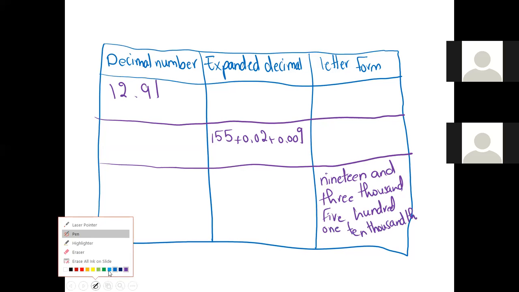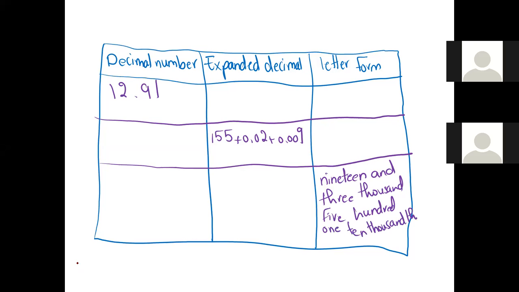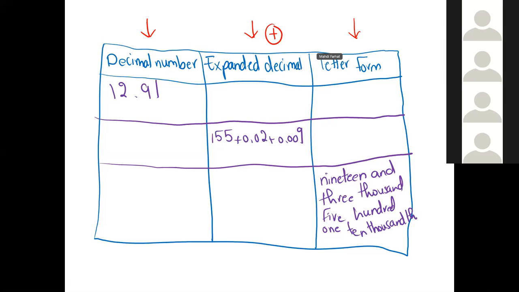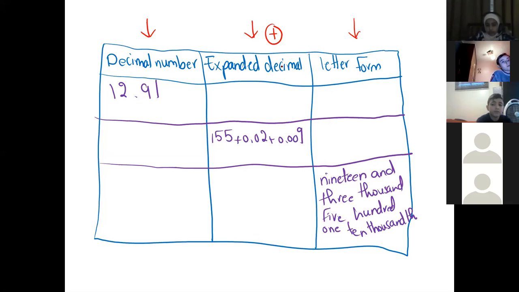Pencils down, pay attention and listen carefully. Here we have to write in the first box a decimal number, in the second box the expanded decimal, and in the third one the letter form. When I say expanded decimal, it means we are expanding, so we have to write each digit alone. We will write a sum of decimal numbers. In order to write the expanded decimal, the whole part I will keep the same. Just I will expand the decimal part. Each digit I will write alone.